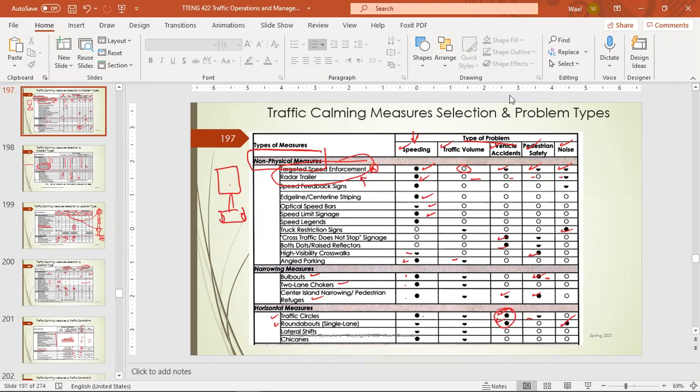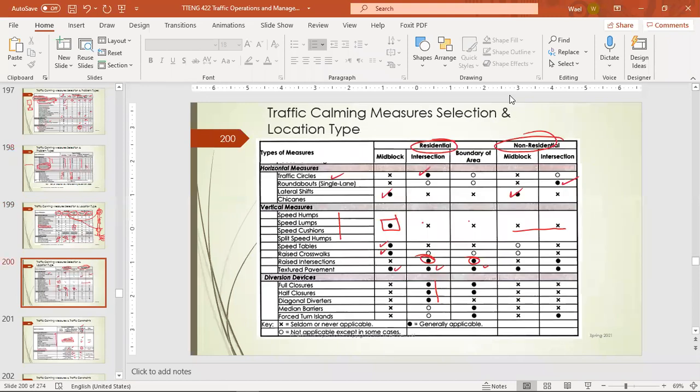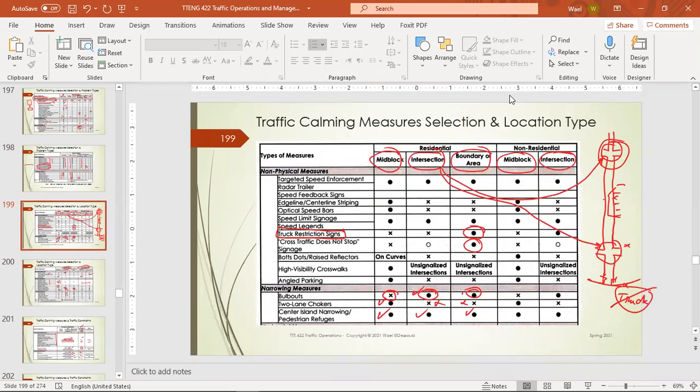Okay? Any questions so far? Okay, now the location of implementation. Here we discussed the different potential locations.